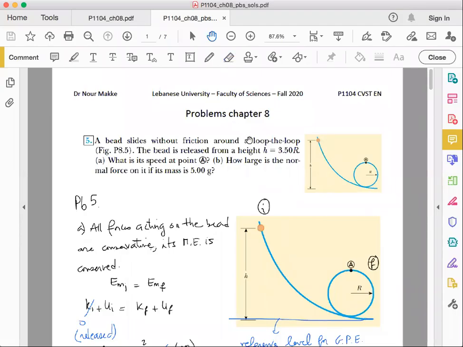So let's continue with chapter 8 by solving the problems. We'll start with the first one, problem 5. A bead slides without friction around a loop-the-loop as shown in the figure below.